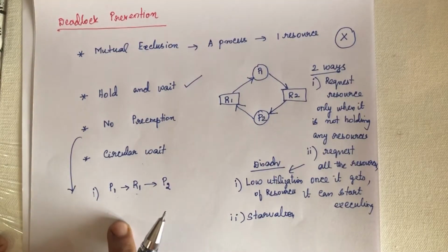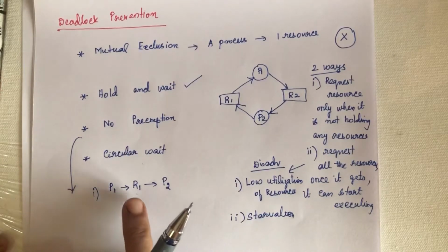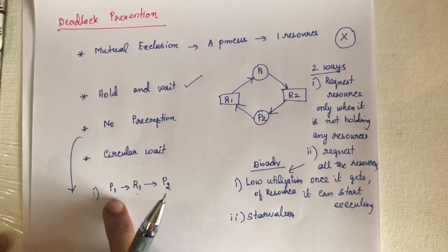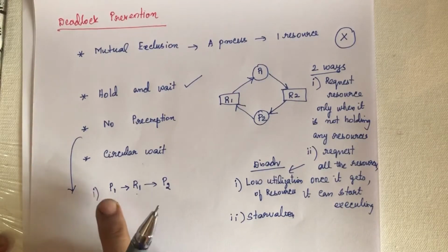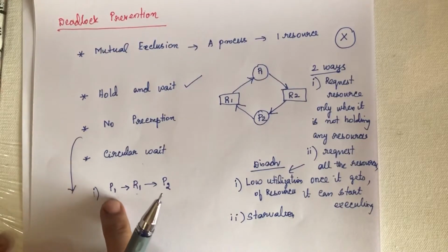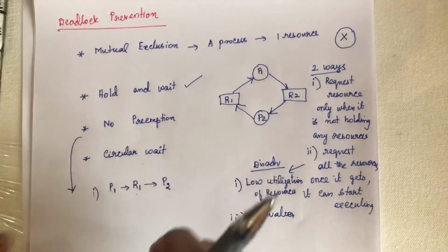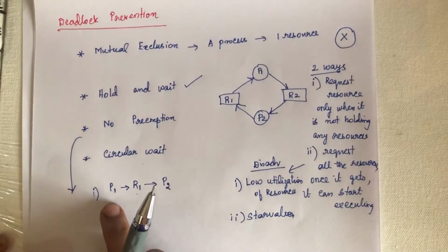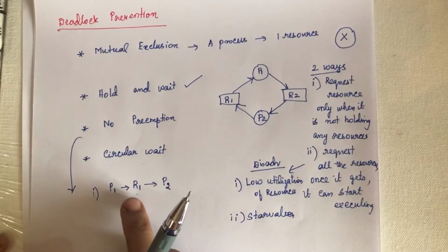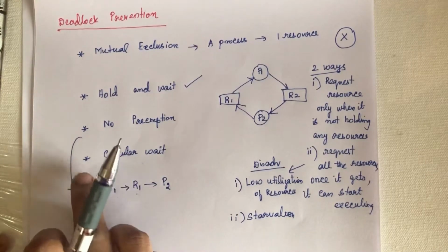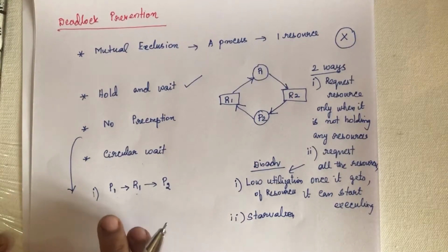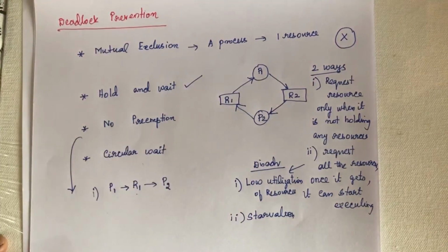So the first method is that if process 1 is waiting for R1, it will not be given immediately. Now process 1 has to release all the resources it is holding. All the currently held resources will be put inside the queue. After some time, process 1 will again request R1. If R1 is available, then it will get the old ones and the new one, and it can start execution. So this is the first way of preventing no preemption.